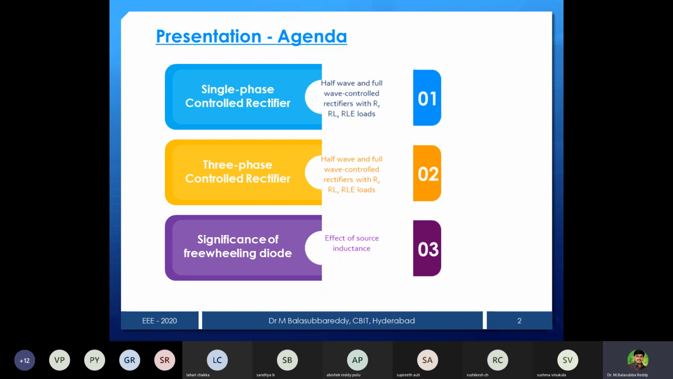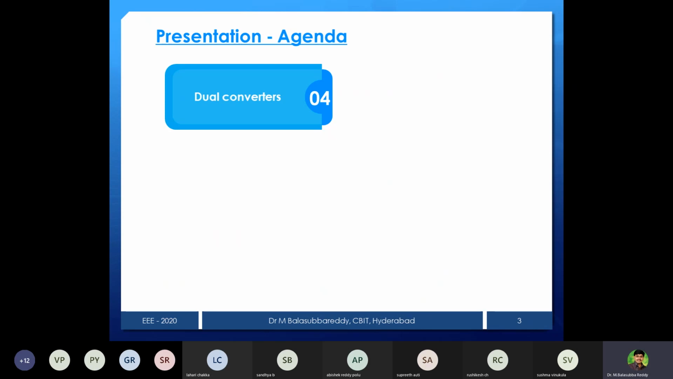These are the cases, and the last topic of this unit is the dual converter. In the previous converters, whether single phase or three phase, based on the quadrant operation, we can say single quadrant and two quadrant converters. But whenever you require all four quadrants, then we must use a dual converter. In that dual converter, there are two modes of operation: one is the circulating current mode of operation, another is the non-circulating current mode of operation.